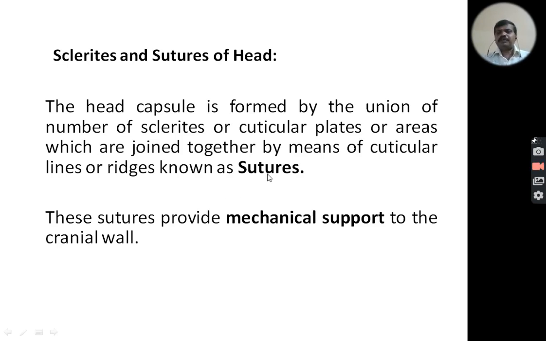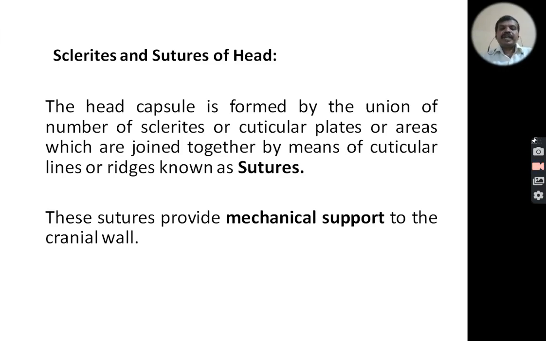Here there are two important terms you need to understand: sclerites and sutures. Sclerites are the irregular plate-like, hard chitinized cuticular plates, and these plates are joined together by means of a ridge or line, which is called a suture. The irregular hard chitinous plates are called sclerites.